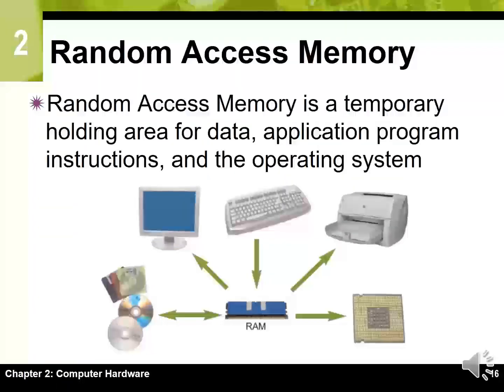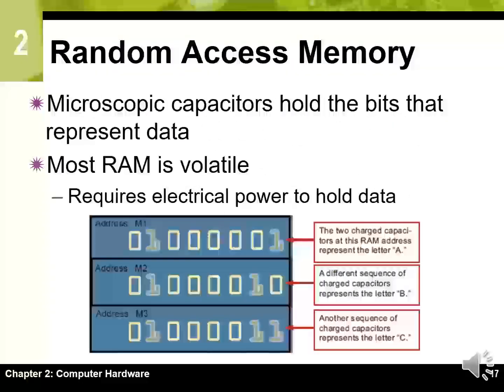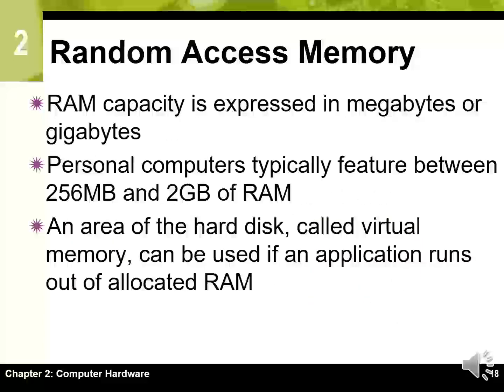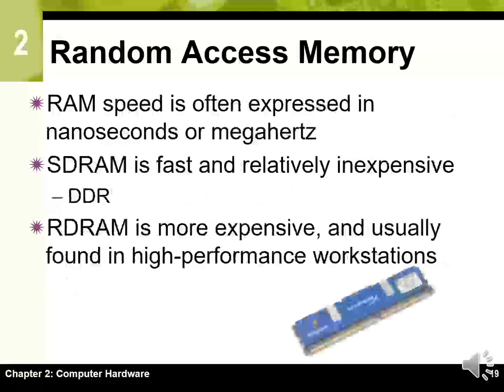Random access memory. Remember what we said about RAM. Very important, but it's still volatile. They are just explaining further how it works, capacitors, and why it is volatile. When power goes, you lose the information in RAM. It is expressed in megabytes or gigabytes. So people, RAM is a very important part for you to master. And also RAM speed depends on the type of RAM.